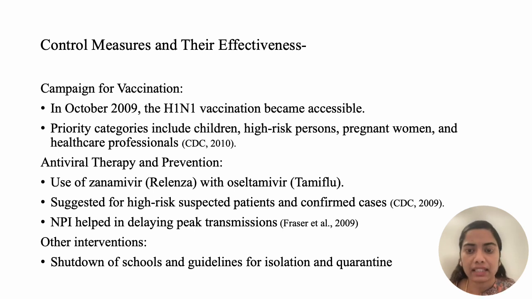Public awareness campaigns and school closures were examples of non-pharmaceutical measures, and non-pharmaceutical measures really help in delaying peak transmissions of the virus. And shutdown of the schools and guidelines for the isolation and quarantine really helped by stopping the spread of the disease. Also, the antiviral therapy and prevention, antiviral drugs like zanamivir and oseltamivir are mainly prescribed to the patients, suggested for the high risk suspected patients and also for the confirmed cases.